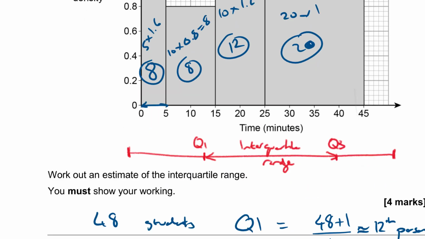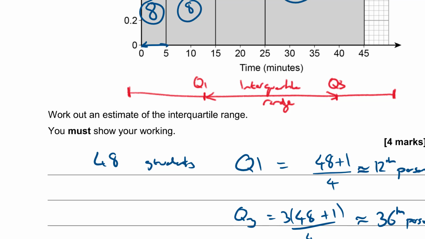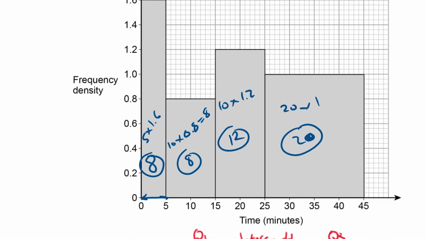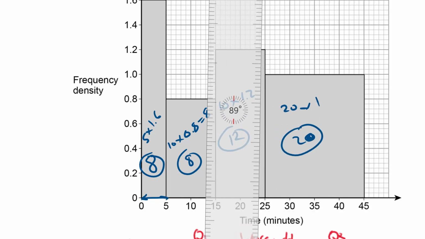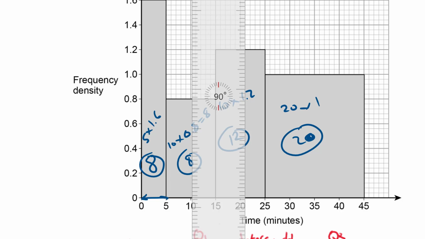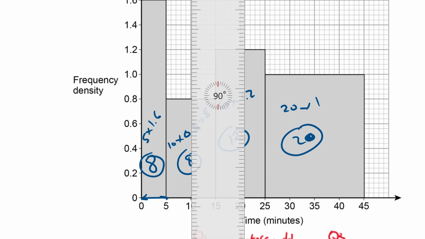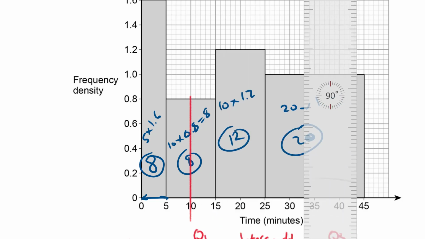Like I say, we were looking for the 12th person and the 36th person. If I've got my first 8 people in the first bar and my next 8 people in this bar, then the 12th person is going to be halfway along that bar, isn't it? The first 4 on the left, the next 4 on the right. So I'm going to estimate that my lower quartile is halfway along that bar, at my 12th person. So that's my Q1.